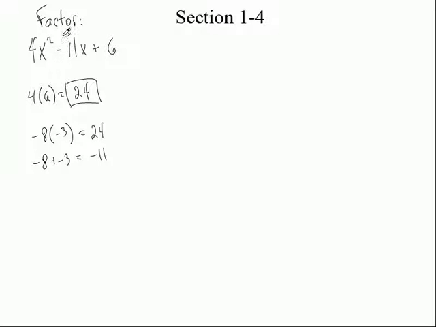So instead of writing this as negative 11x, watch how I'm going to write it. I'm going to write 4x squared, what? Negative 8x minus what? 3x. See, there's your negative 11x, and then what? Plus 6. All right? So the first and the last stayed the same. All I did was change that negative 11x to negative 8x minus 3x.